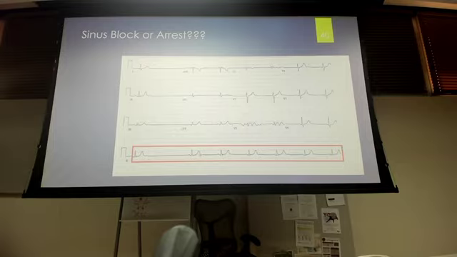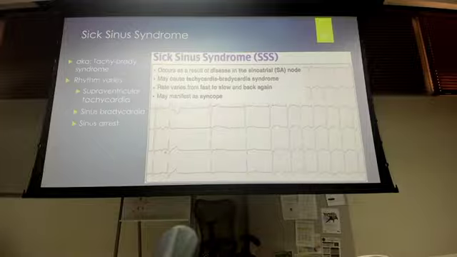Sinus block, right? We don't have much information here, but if we go backwards and march R to R, R to R, it really looks like we're missing a complete cardiac cycle right here. But then the next cardiac cycle goes right into alignment with where it should. It's not just a little late like an escape beat, it goes right into the cardiac cycle. That's a sinus block.